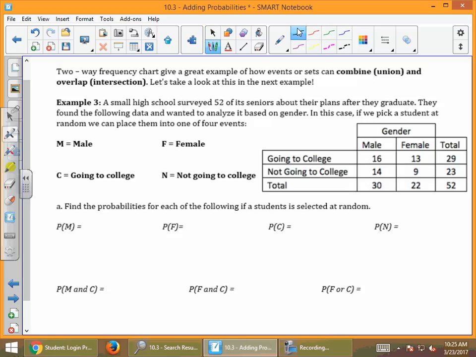How many? 30. Look, here's males. Go down to the bottom. There's 30 of them. So I have 30 males out of how many? 52. That's the total. So it's out of 52.